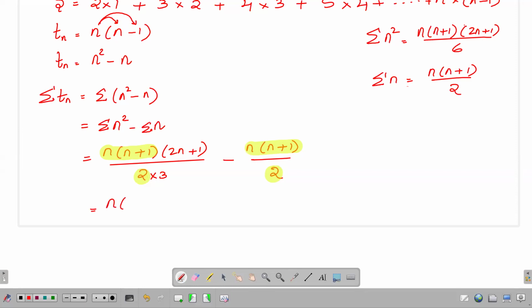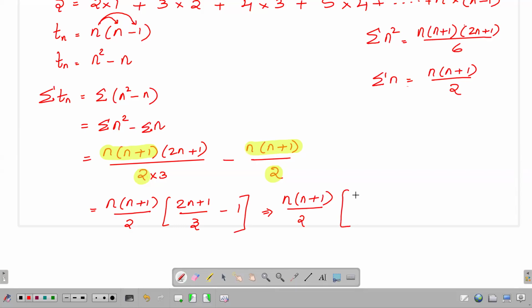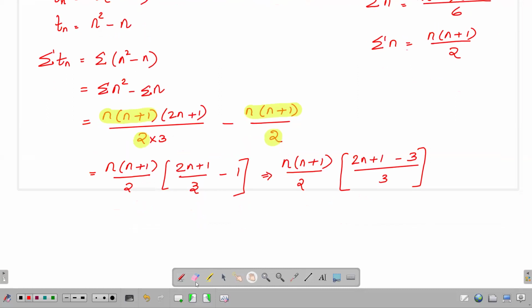So now this will become n into n plus 1 divided by 2, 2n plus 1 upon 3 minus 1 it will become. Got the point? Now it is just a matter of further simplification. N into n plus 1 upon 2 into 2n plus 1 minus 3 whole divided by 3 it comes. Got it? Again, the work is not over.